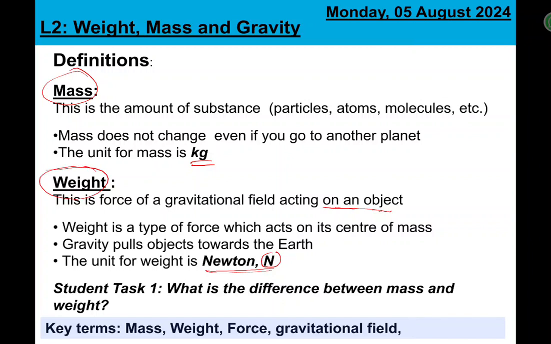Another major difference is that mass is a scalar quantity, because it has only magnitude without a direction, but weight is a vector quantity because it acts downwards toward the center of the earth, so it needs a direction. If you haven't watched the video about scalar and vector, you could find it in my channel. Please go and visit it.